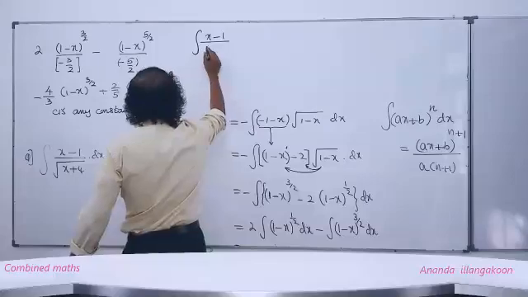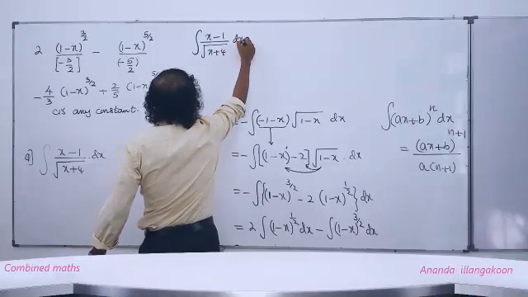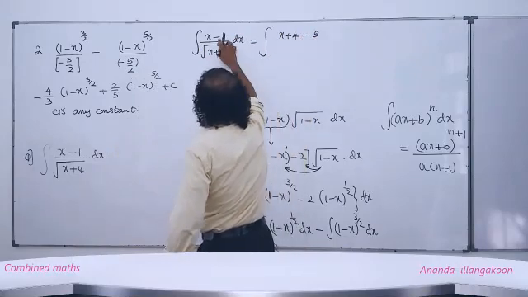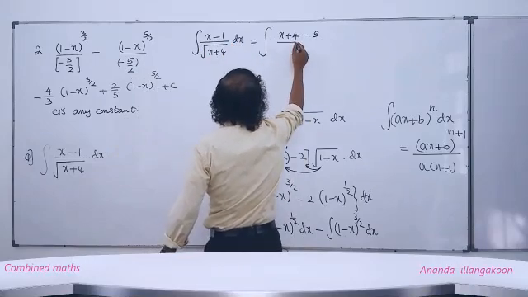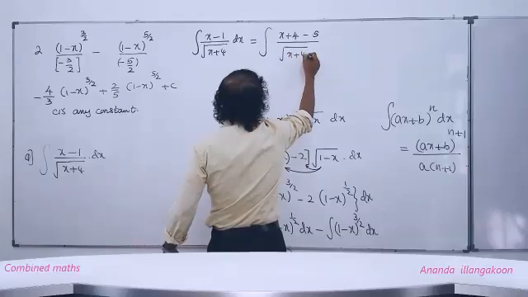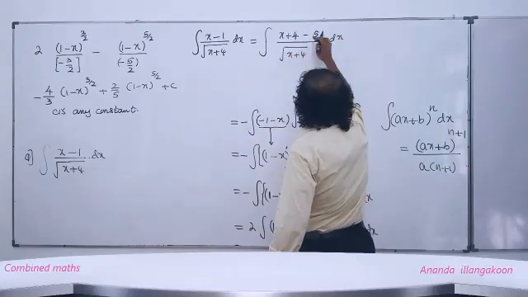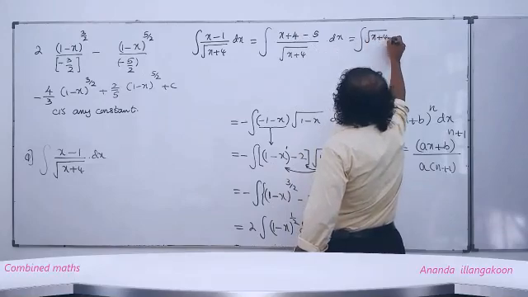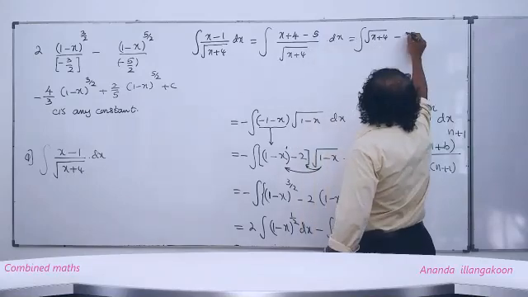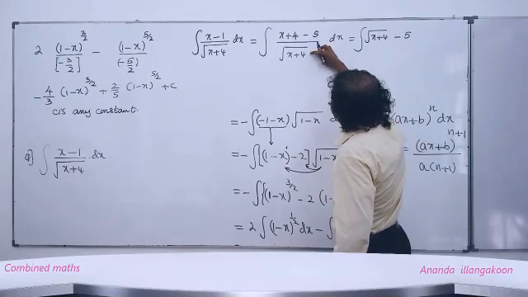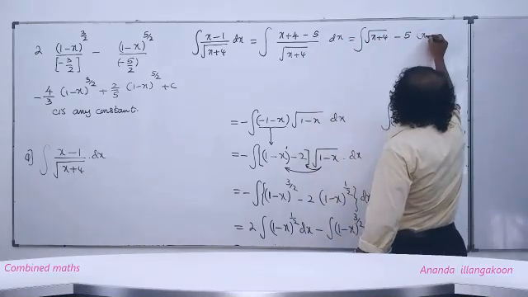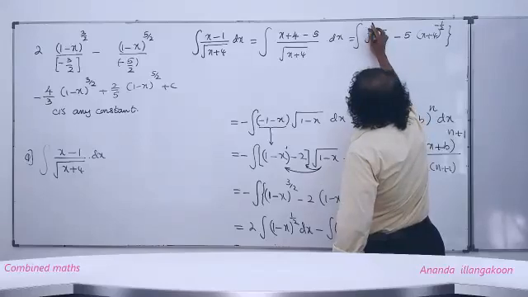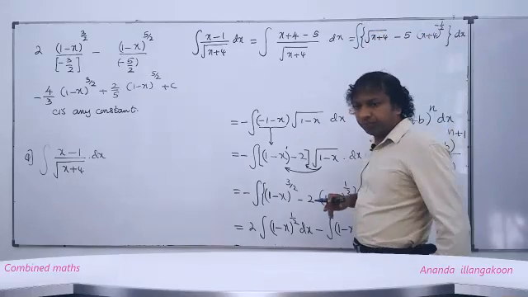x minus 1 divided by root of x plus 4. You can write this one like this: x plus 4 minus 5. But this is x minus 1, correct? 4 minus 5 is minus 1. This should come. All things should be divided by root x plus 4. We divide this by this. x plus 4 divided by root x plus 4 gives root x plus 4, minus 5 divided by this. Here root means power half, so 5 divided by this, bring it to the numerator. It is (x plus 4) to the power minus half. This we get.